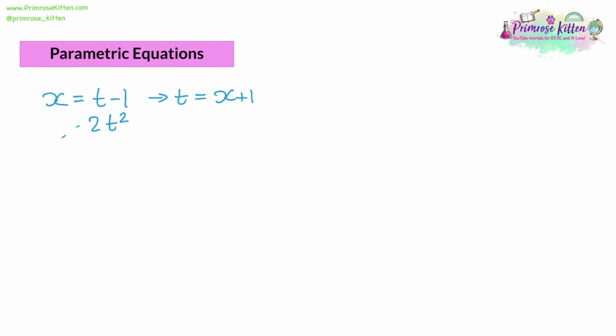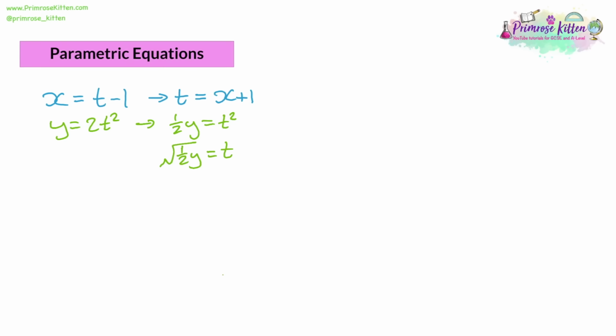That's pretty simple. Now, moving on to the second one, let's do it in a different colour, so we can colour code. We have y is equal to 2t squared. So what we're going to do is divide both sides by 2. That will give us half of y is equal to t squared. And then we can square root both sides, so we get the square root of a half y is equal to t.